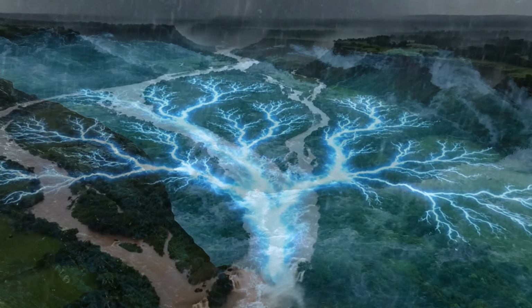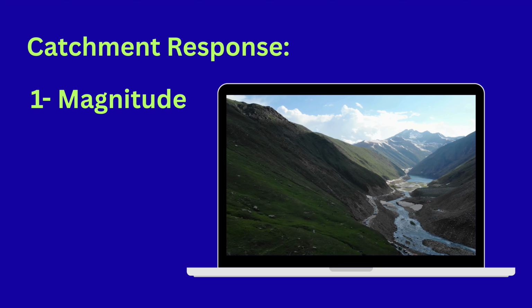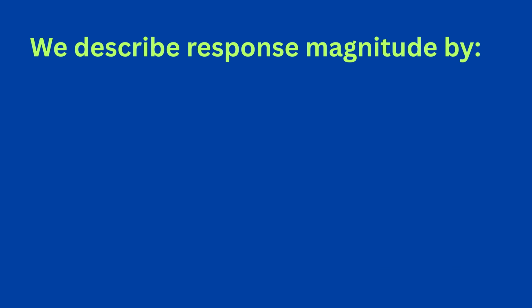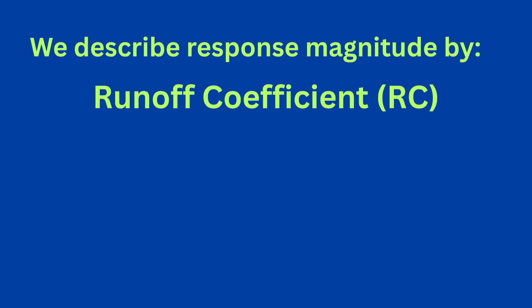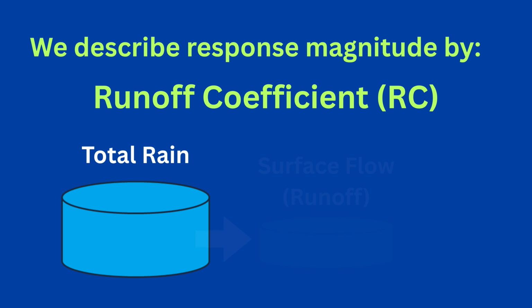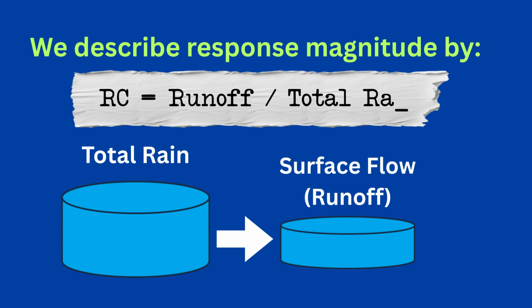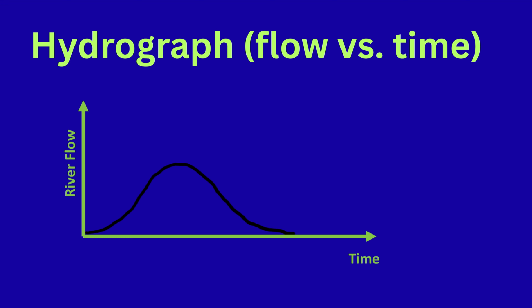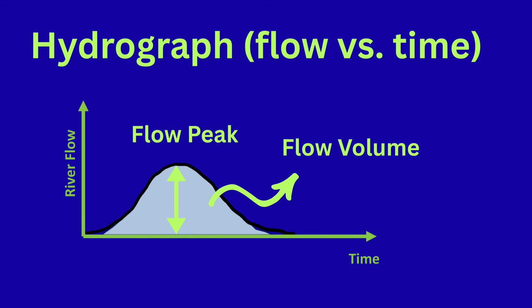The magnitude shows how much water the catchment sends downstream. We describe this using the runoff coefficient, a measure of how much rainfall escapes as surface flow rather than infiltrating into the ground. It's what shapes the height and volume of the hydrograph, the signature curve of a storm's impact.